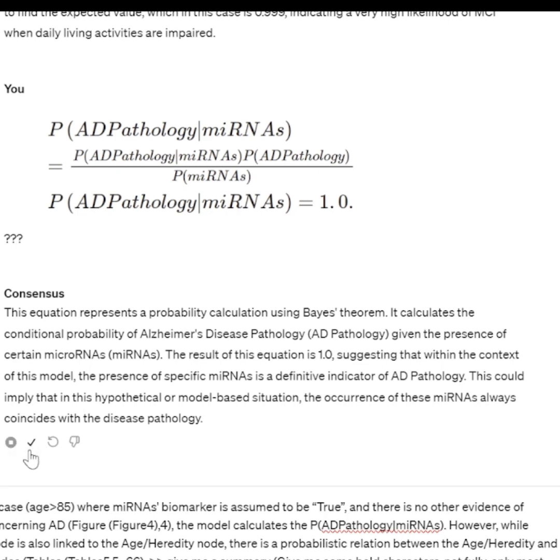This equation represents a probability calculation using Bayes' theorem. It calculates the conditional probability of Alzheimer's disease pathology, AD pathology, given the presence of certain microRNAs, miRNAs. The result is 1.0, suggesting that within the context of this model, the presence of specific miRNAs is a definitive indicator of AD pathology. This could imply that in this hypothetical or model-based situation, the occurrence of these miRNAs always coincides with the disease pathology.